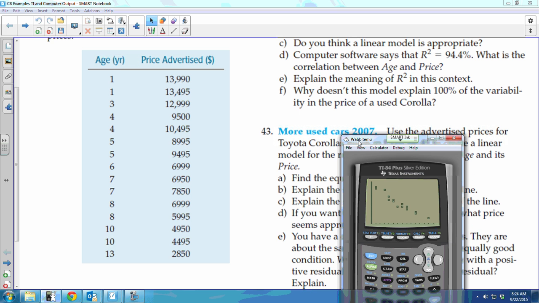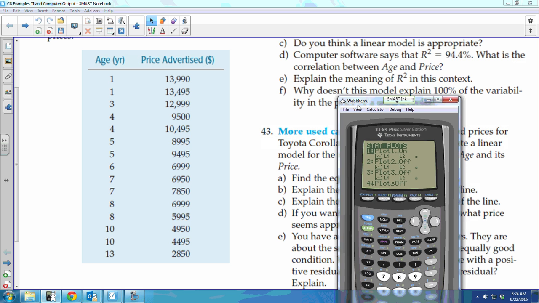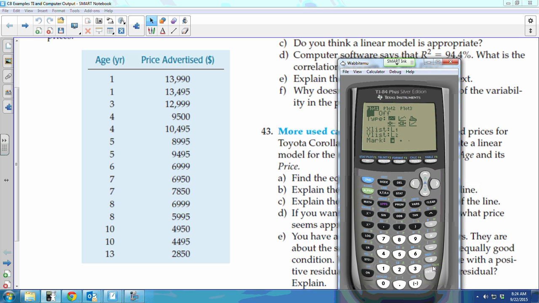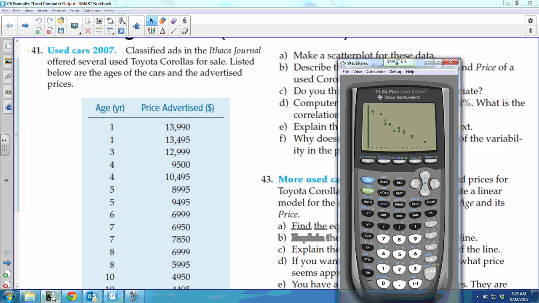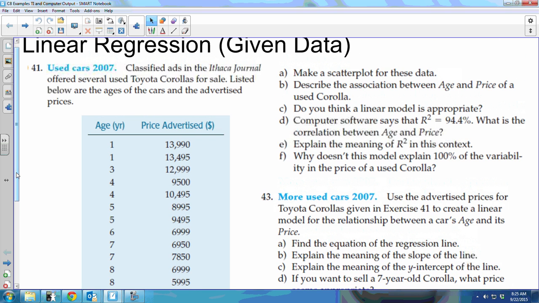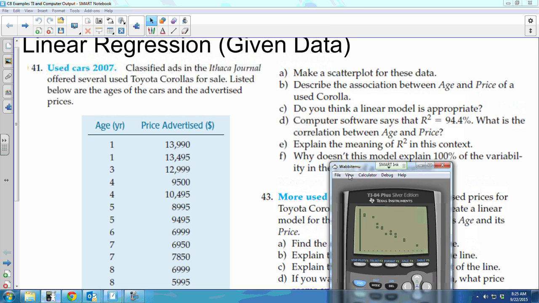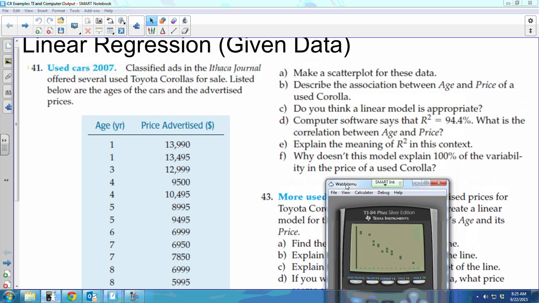You hit second stat plot, sorry. Hit enter, then L2 is second 2. And then always zoom 9. All right, if you don't have the data, you can go to your textbook. It's number 41 on page 197. All right. Making a scatter plot, we did that.